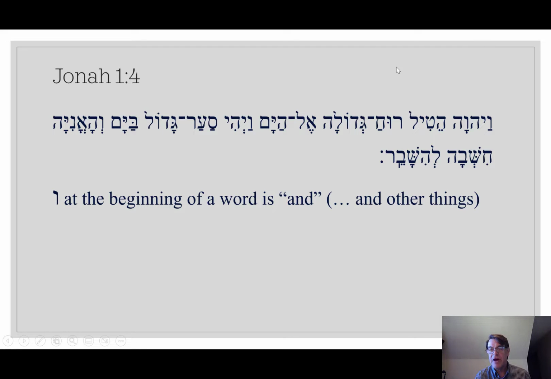And so you're going to find and at the beginning of a lot of verses in the Old Testament. A lot of verses in the Old Testament begin with and. Hebrew loves and. So there's and, so Vayave, and Yahweh, Vayehi, and it was, and then we have Vaha'aniyah, and the boat. So you got and everywhere. So vav at the beginning of a word is and.